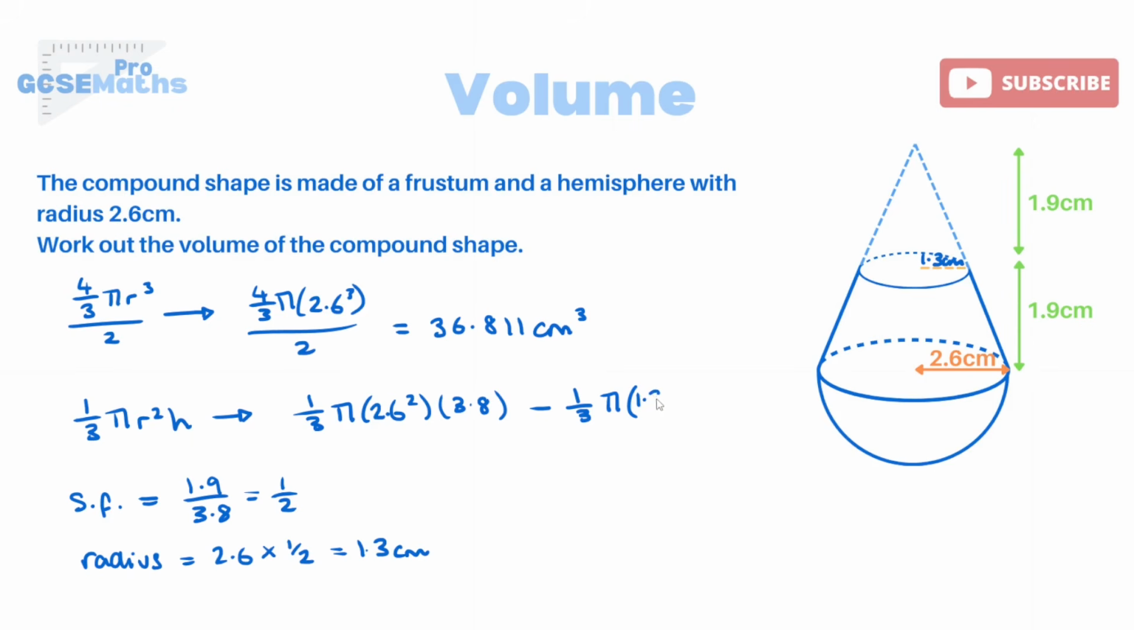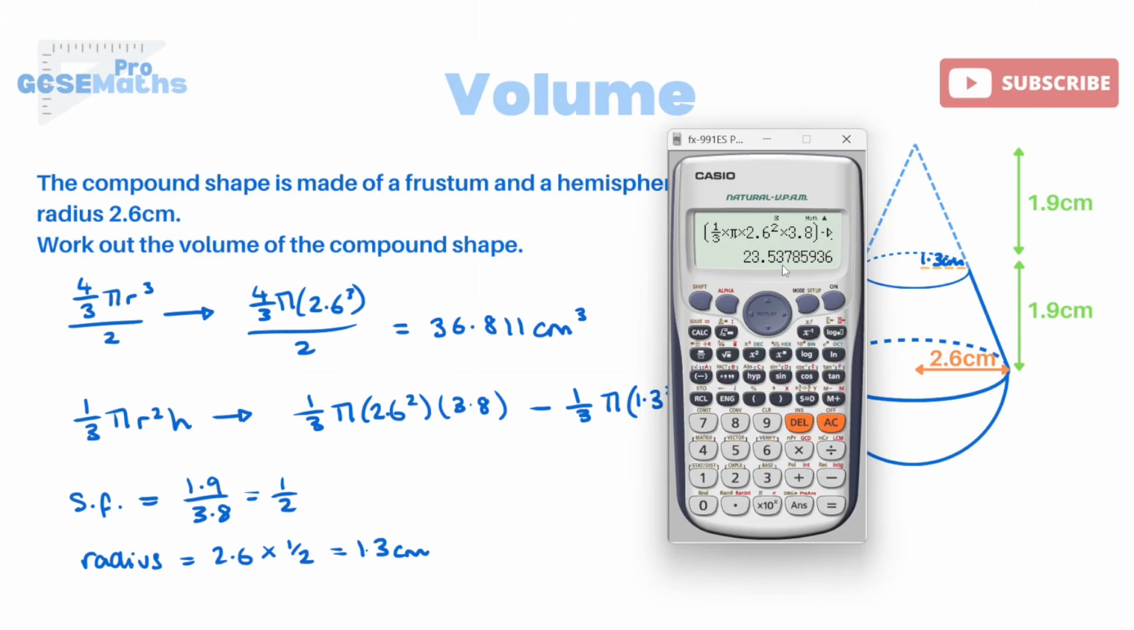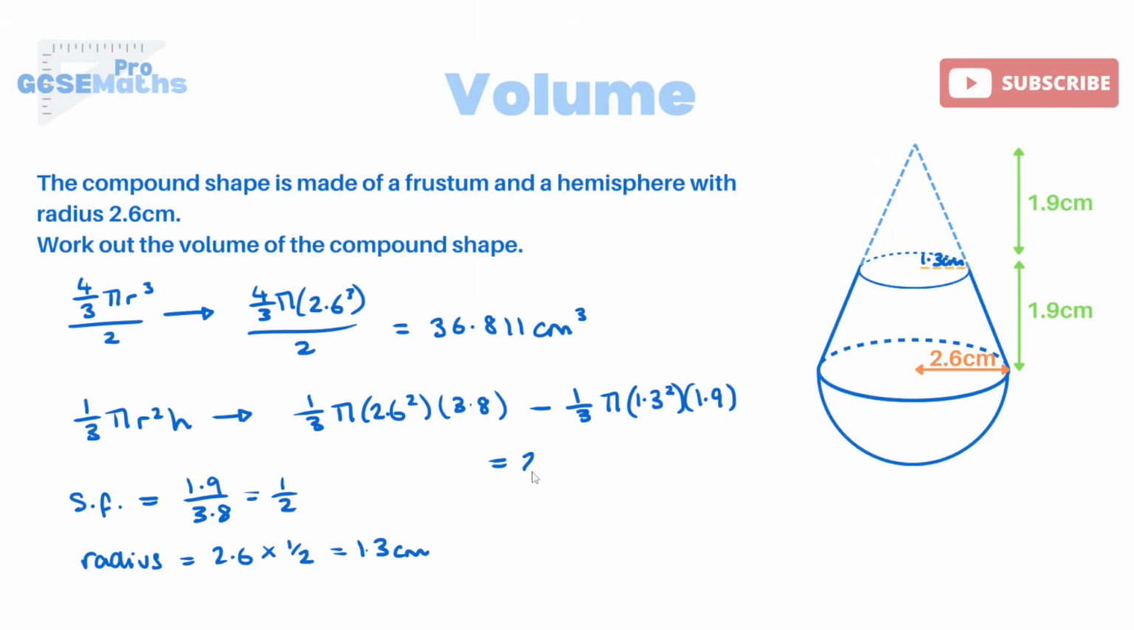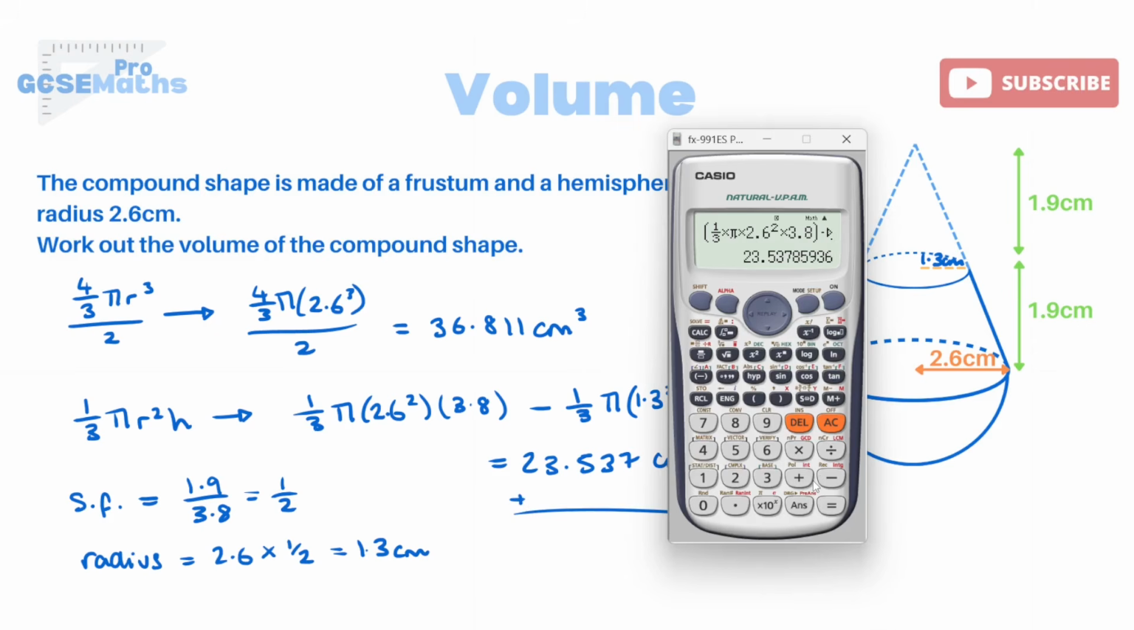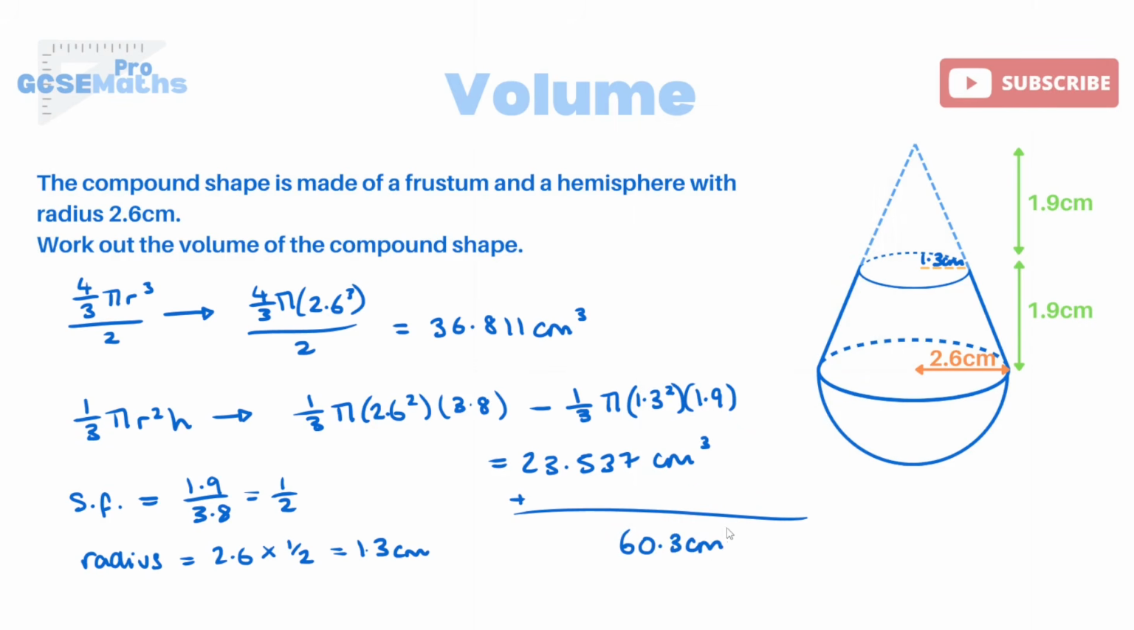So now we can carry on, 1.3 squared, and then the height of the small cone is just the 1.9. So let's type all of that into the calculator, and that would give me 23.537 ... So lastly, I just need to add them together. I'm going to take my answer here, so I've got all of those decimals, and then add the 36.811. We've got 60.348 ... So let's say 60.3. So there's our total volume.